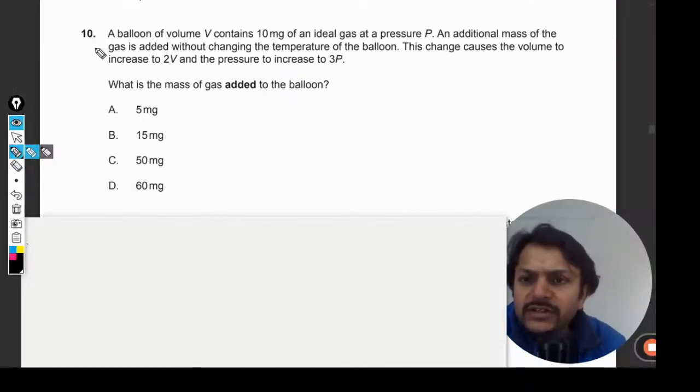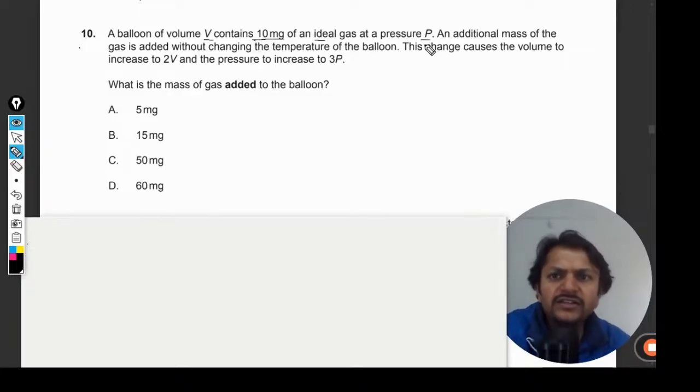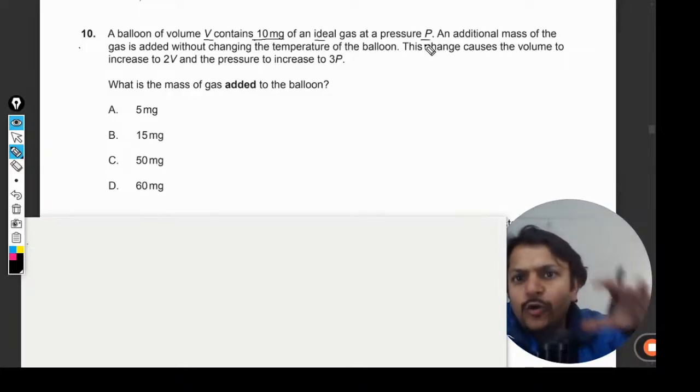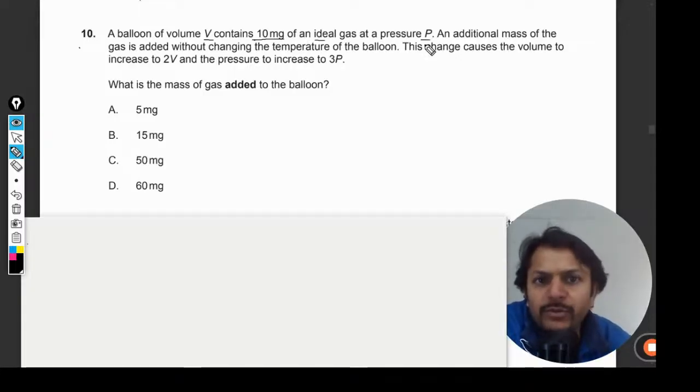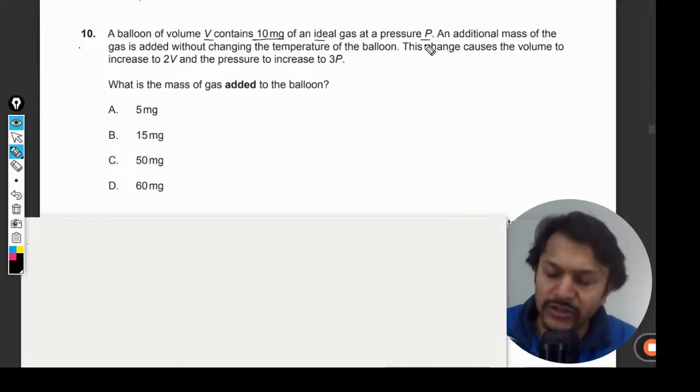Okay, dear student, let's see what is there in this question. A balloon of volume V contains 10 milligram of ideal gas at the pressure P. An additional mass of the gas is added without changing the temperature of the balloon. This change causes the volume to increase to V and the pressure is increased to 3P. What is the mass of the gas which is added into the balloon?